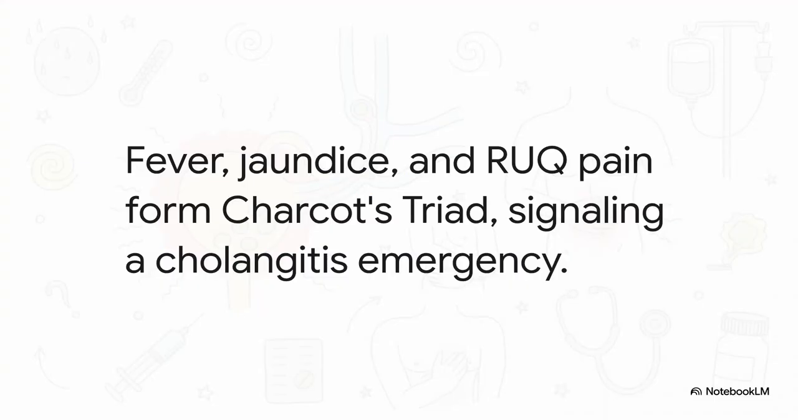But things can escalate, and you need to recognize danger immediately. Enter Charcot's triad. If your patient suddenly develops a high fever, combined with jaundice and worsening RUQ pain, this is a medical emergency. It means the infection has spread to the bile ducts, causing cholangitis. An unrelieved obstruction like this can lead to ischemia, gangrene, perforation, and even sepsis. Bottom line, if you see Charcot's triad, you must act fast.